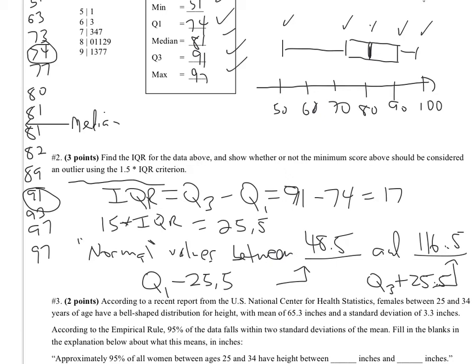Well, the minimum value above is 51, and that is between these two values. And so, no, we do not include it, it's not an outlier, because it does fall between 48.5 and 116.5.